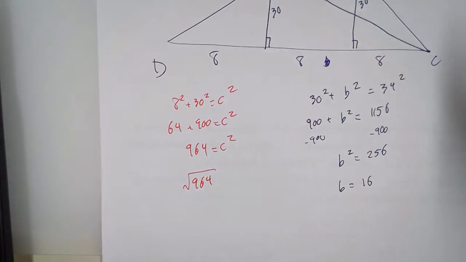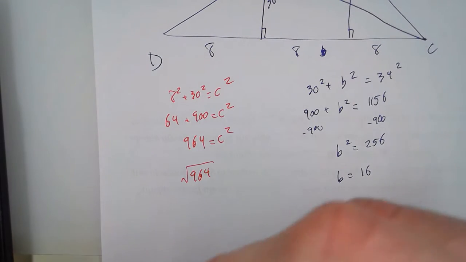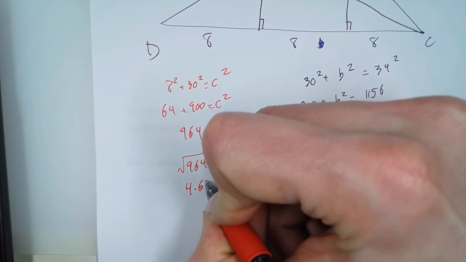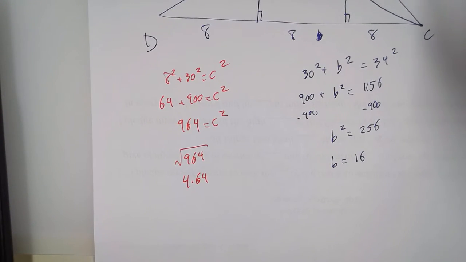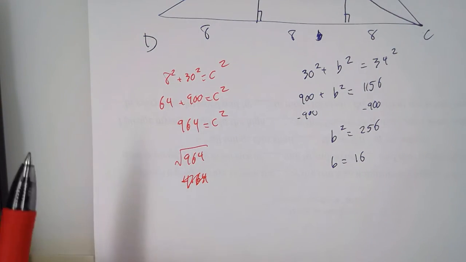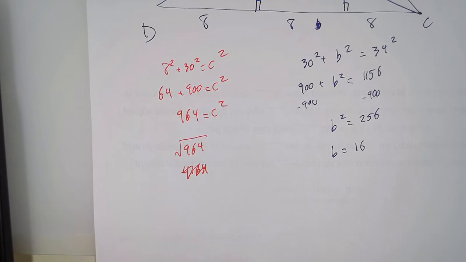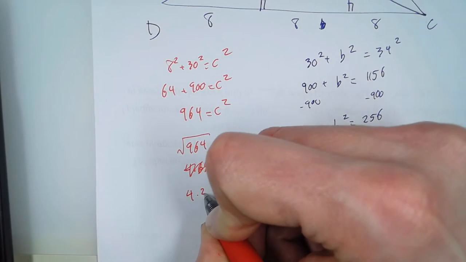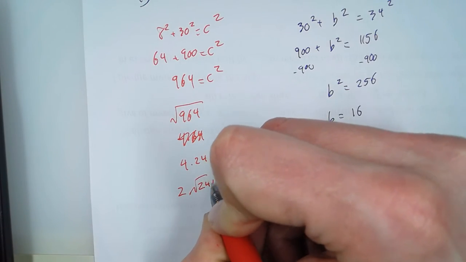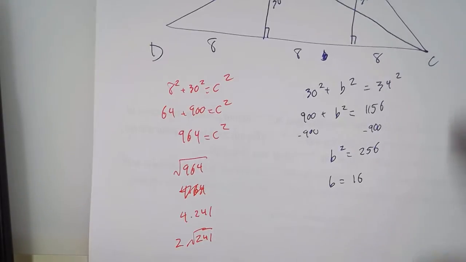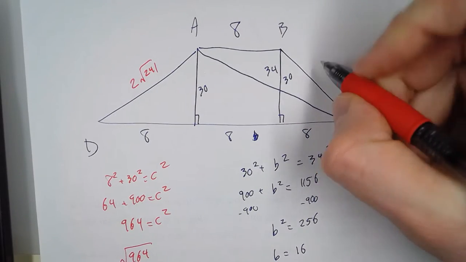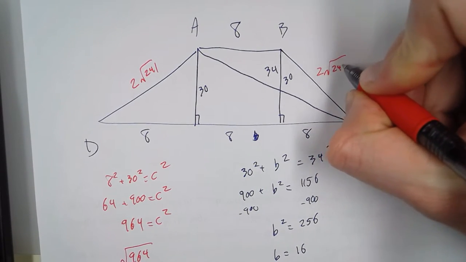So we're going to have to simplify this as much as possible. So let's see, can we divide this by 4? Yes, we can. Whoops. Nope, we can't. Sorry, wrong calculation. 964 divided by 4 is 241. There we go. So this simplifies to 2 radical 241. So that's the length of this side here, 2 radical 241, and that's this side here, 2 radical 241.